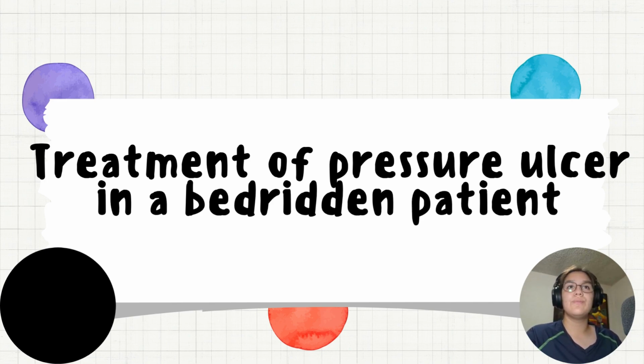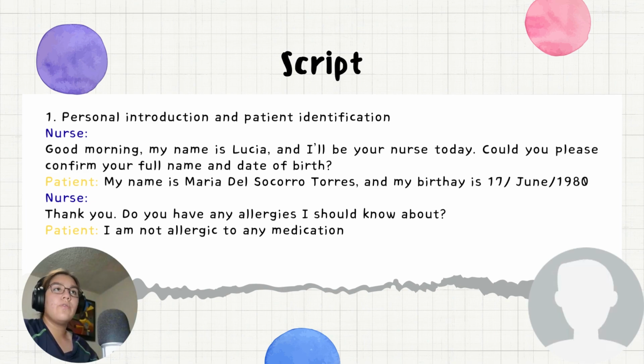For the following script, we'll use the personal introduction and patient identification. I'm going to be the nurse, and my classmate will be the patient. Good morning. My name is Lucia, and I'll be your nurse today. Can you please confirm your full name and date of birth? My name is Maria del Socorro Torres, and my birthday is June 17, 1980. Thank you. Do you have any allergies I should know about?